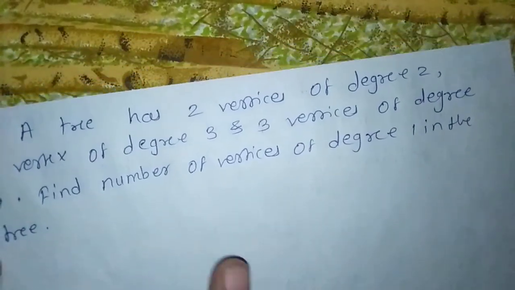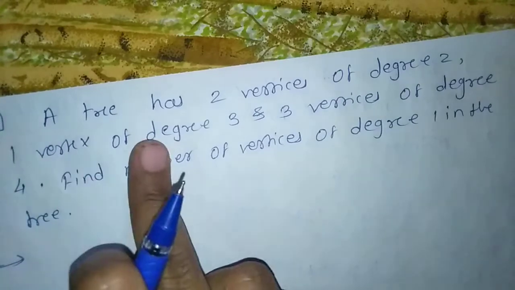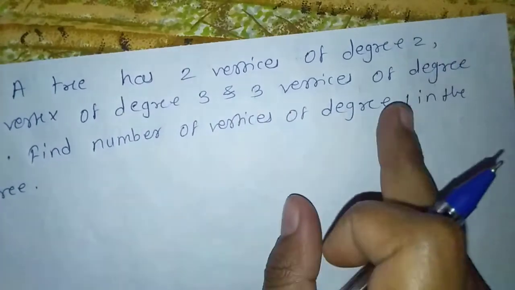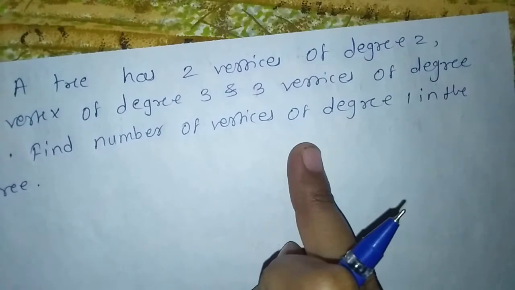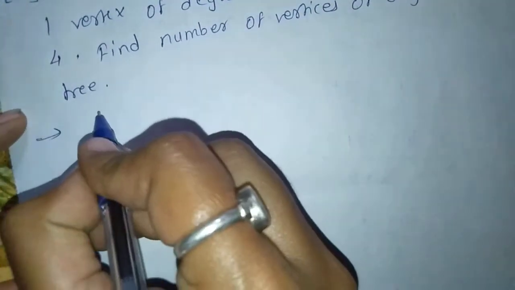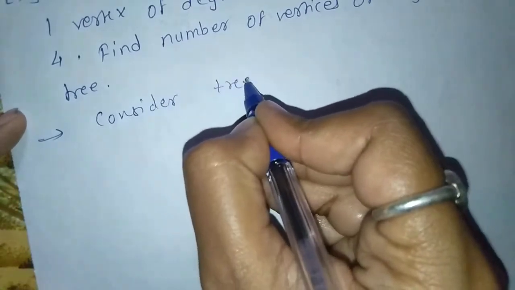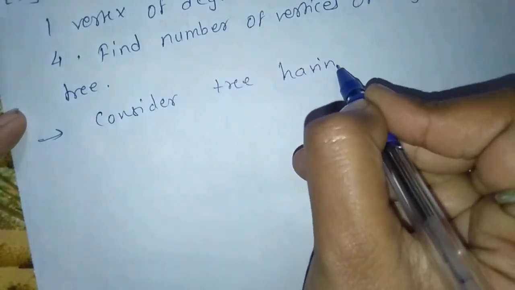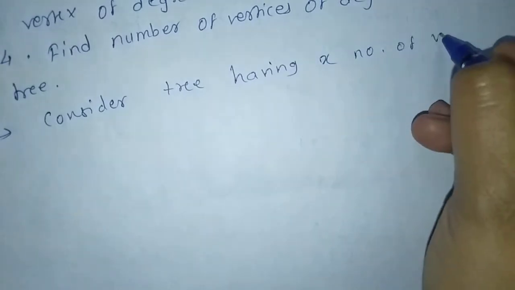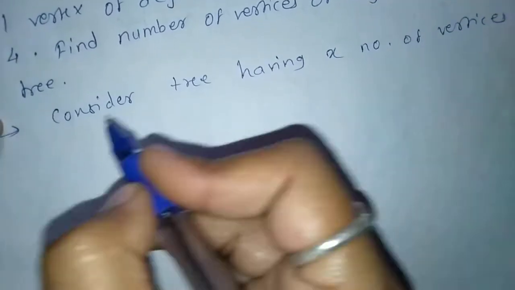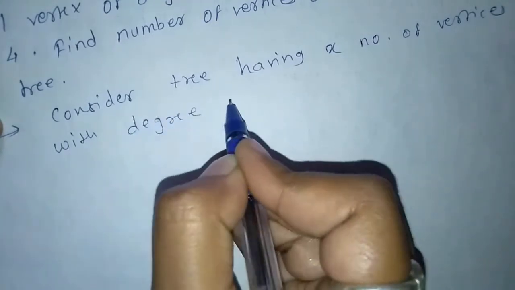Now next example, a tree has 2 vertices of degree 2, 1 vertex of degree 3 and 3 vertices of degree 4. Find the number of vertices of degree 1 in the tree. So consider a tree having x number of vertices with degree 1.